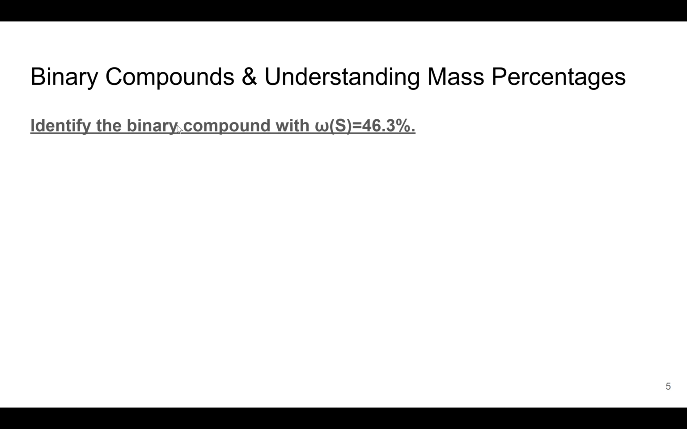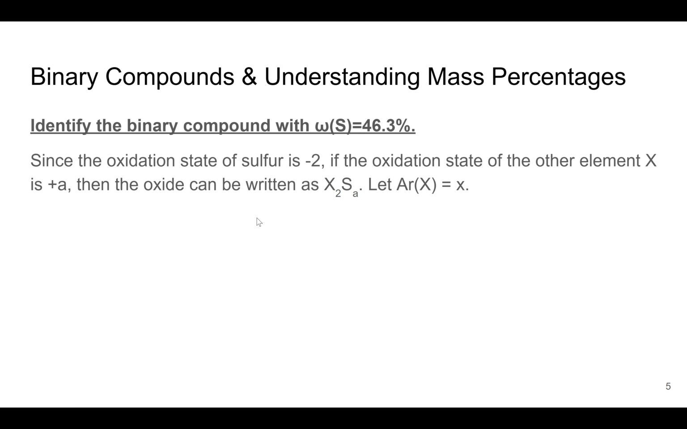Okay, let's now take a look at our second example. So here let's identify the binary compound with omega S equals 46.3%. So this omega here simply means percentage by mass. And the S here obviously means sulfur because we're dealing with inorganic compounds here. And again, the first step is to set up the equation.